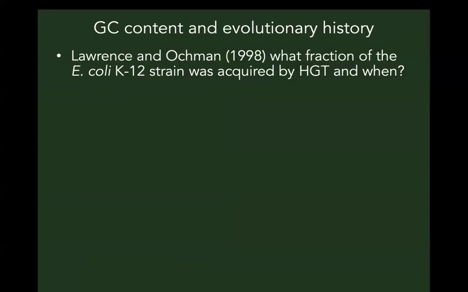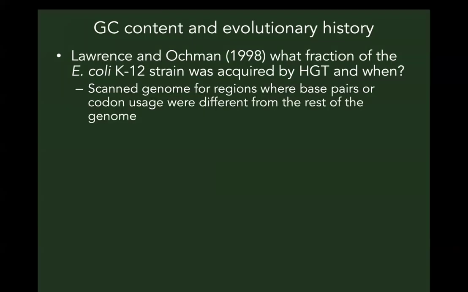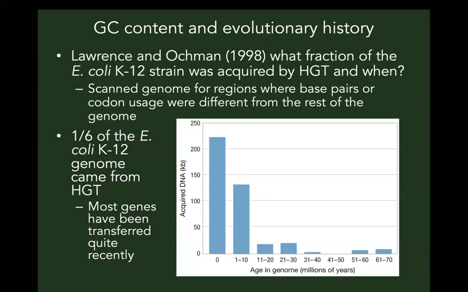All right, so that maybe answers that question, but then other kinds of questions people are asking. For example, looking at something like E. coli, what fraction of that E. coli was acquired by horizontal gene transfer, and when did that happen? So they scanned the genome of this strain of E. coli for areas where the base pairs or the codon usage was different than the rest of the genome. And from doing this, they found that approximately a sixth of the E. coli genome came from horizontal gene transfer. And a lot of those genes had only been transferred quite recently.